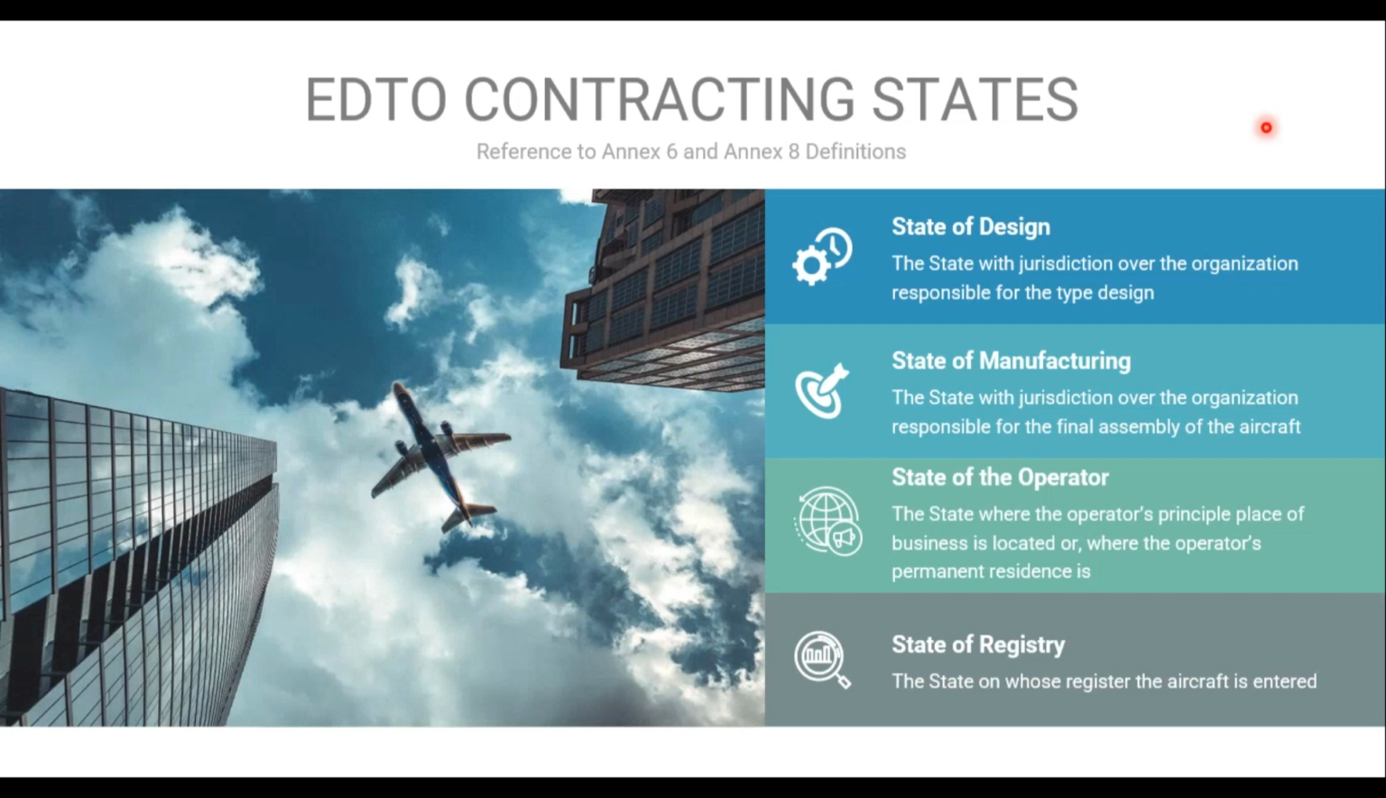This is just a glance about the types of registrations. We have the state of design, state of manufacturing, state of operator, and state of registry. So whenever the state of registry changes between one operator to the other, the aircraft value goes down. And actually, I didn't say that. The people of economics are the ones who said that.